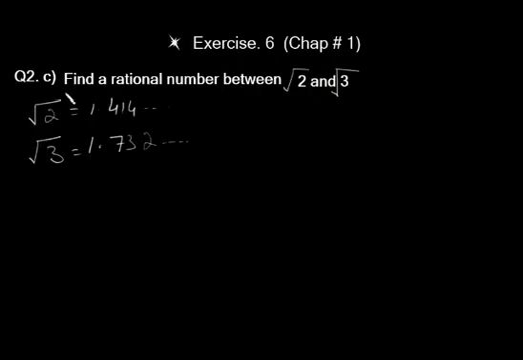In question number 2 part C, it says find a rational number between under root 2 and under root 3. Now under root 2 equals 1.414 and so on. Under root 3 is 1.732 and so on. So you're looking for a rational number between these two numbers. There will be multiple options for this question. You can write 1.5 as one of the answers, 1.6 one of the answers, and 1.7 one of the answers, and so on, because all these three numbers lie between 1.414 and 1.732, and they are of course terminating decimal numbers, so all three are rational numbers. Any of these answers will be considered a right answer.